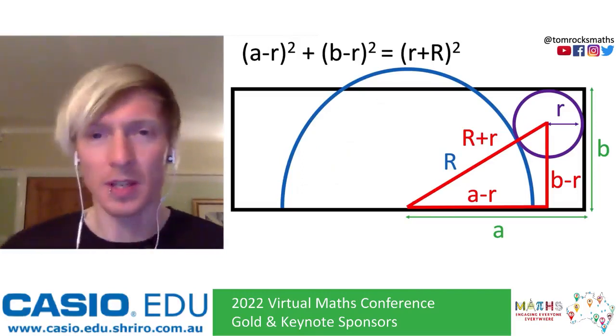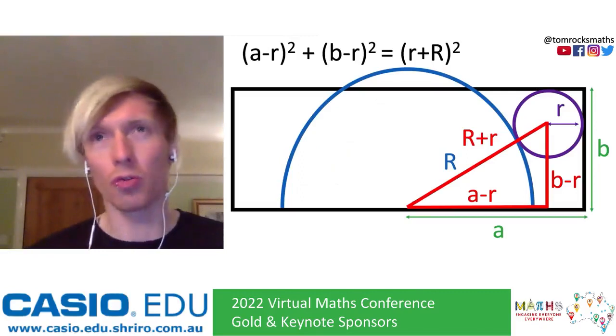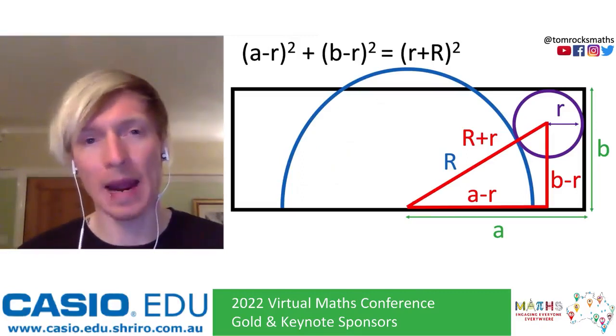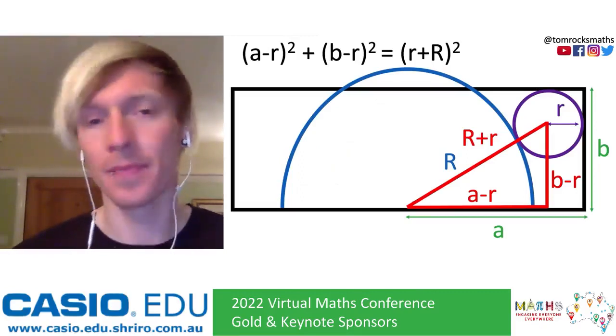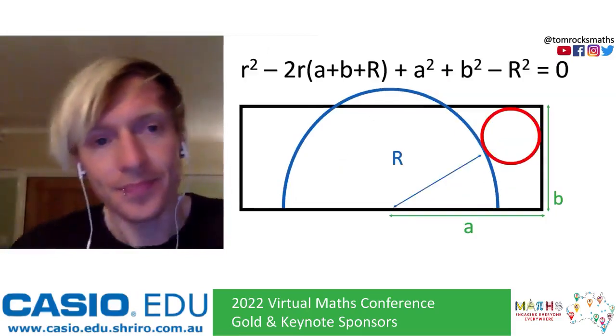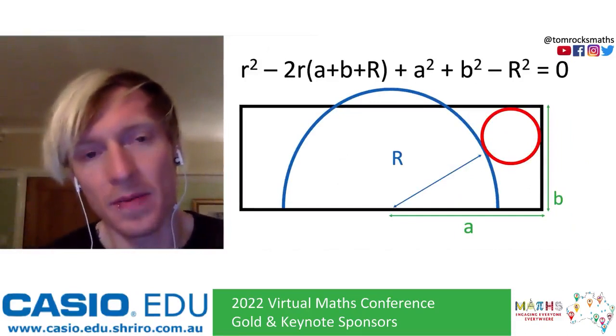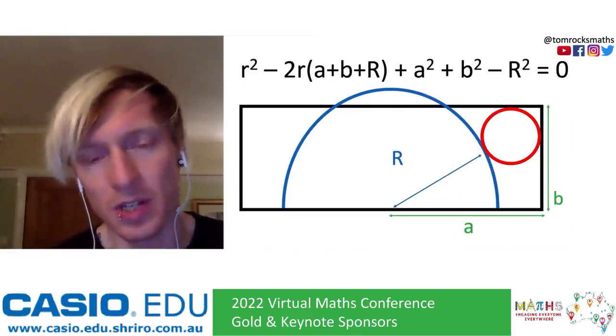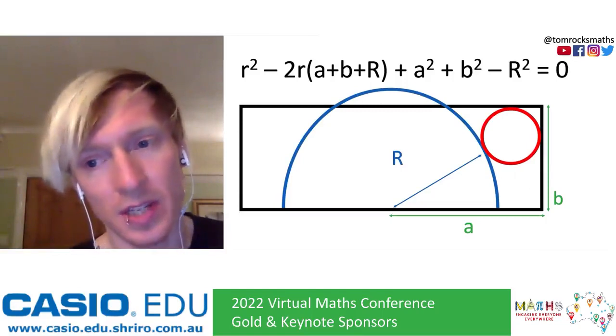Of course, the important thing here is to group the terms according to powers of lowercase r. So that's what I've done here. We've got an r squared term. We've then got a linear term with just a single r. And then we've got those constants at the end.